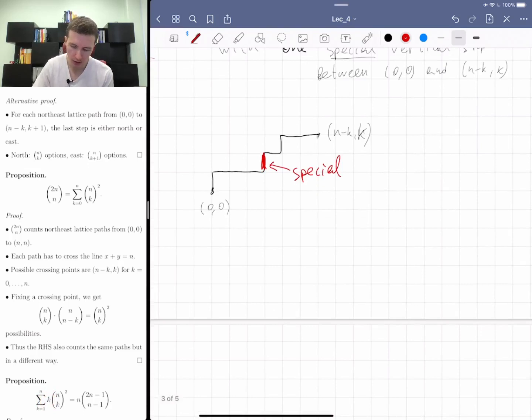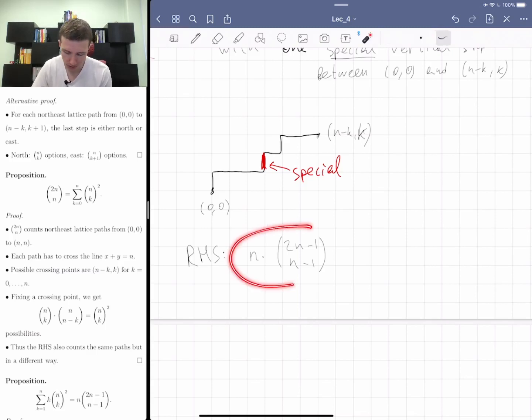Now what I'm going to try to do is explain why the right-hand side would count the same objects but in a different way. The right-hand side is n times 2n minus 1 choose n minus 1. Maybe now is also a good time to pause and think about what these numbers mean and why. There's also a multiplier, an n, so you should pick a number which somehow represents the special step, and then the rest counts some lattice paths. So what would that be?